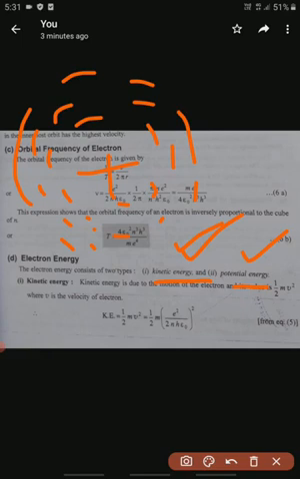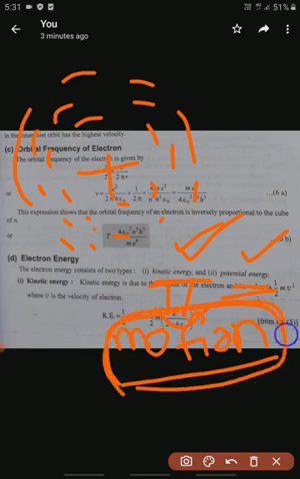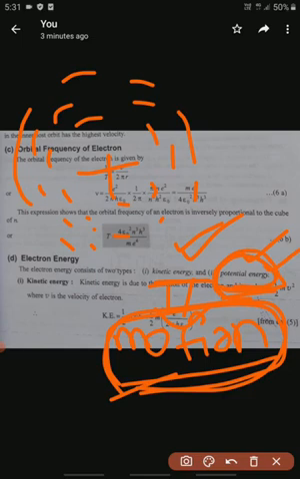Once again, electrons have two types of energies, kinetic energy and potential energy. Kinetic energy is the energy possessed by virtue of motion. And potential energy is the energy a body possesses due to its place, its state, or due to attraction. So electrons possess both kinetic and potential energies.